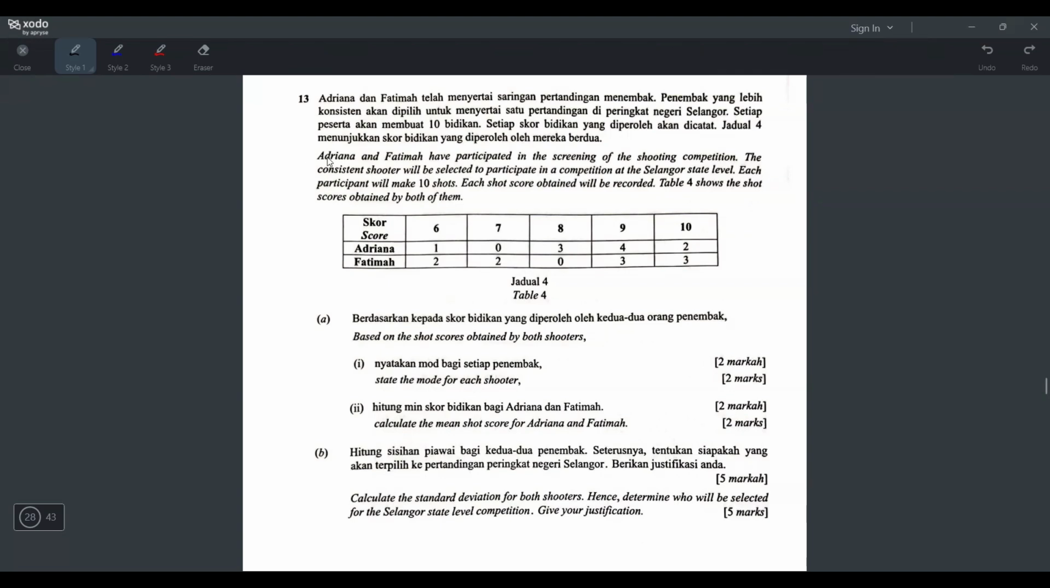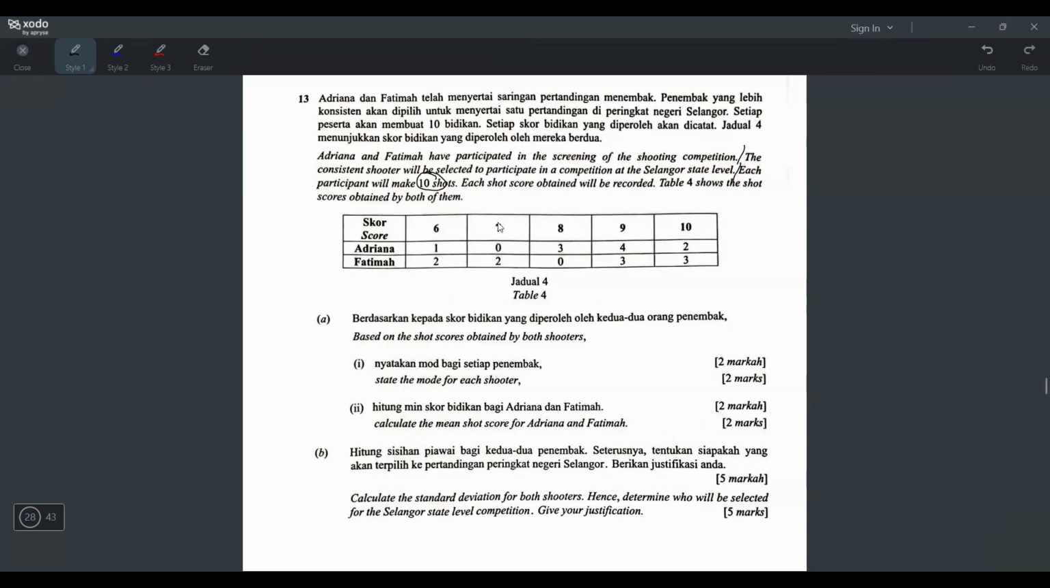Okay, number 13. Let's read the question. Adriana and Fatima have participated in the screening of a shooting competition. The consistent shooter will be selected to participate in a competition at the Selangor state level. So between Adriana and Fatima, who's more consistent will be selected to participate. Each participant will make 10 shots. Okay, so each of them make 10 shots. Each shot score obtained will be recorded. Table 4 shows the shot scores obtained by both of them.